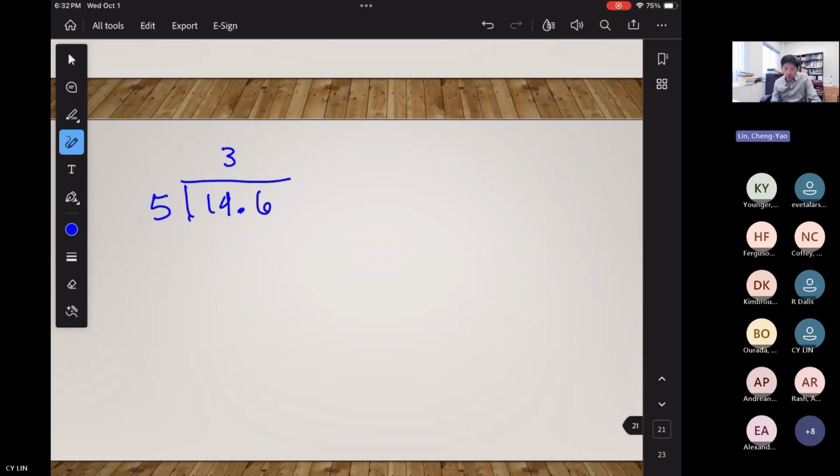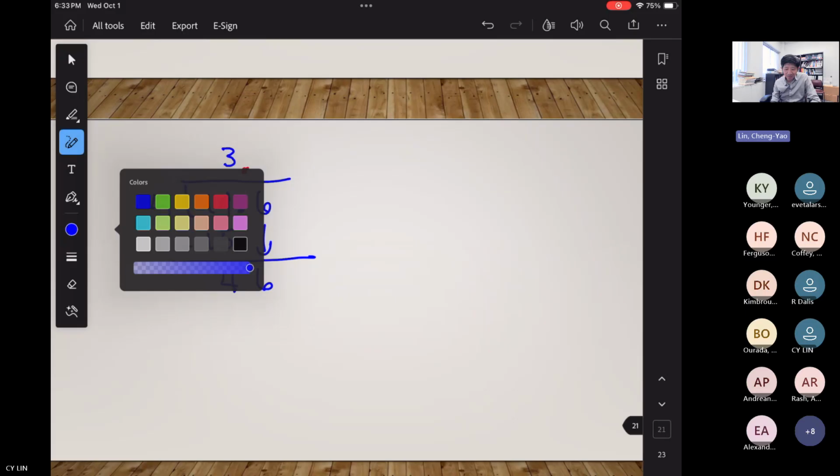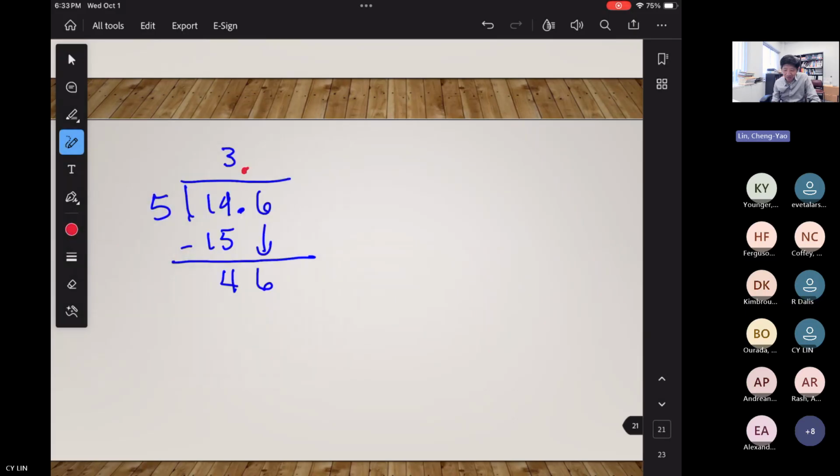We have 3 times 5, which is 15. Subtract this, we get 4. Then we bring down the 6. Here, look, the decimal point is lining up. Here we have 9 times 5, 45, and then 1 and 10. Bring down the decimal point there, and bring down the 0.